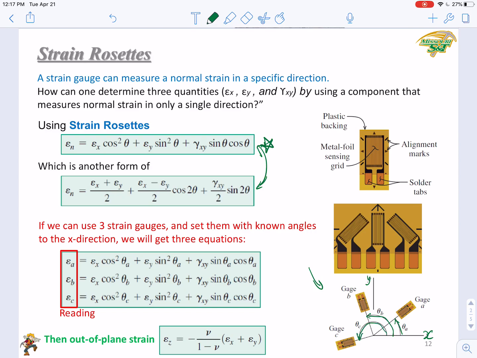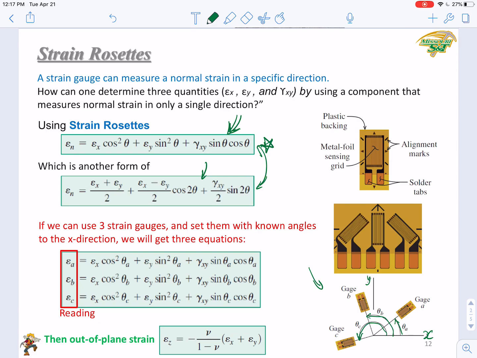Okay, based on this setup, when you load it, you will be able to get three readings from the three gauges A, B, C. Then you get epsilon A, epsilon B, and epsilon C. Based on the strain rosette equation, or the strain transformation equation, what you are actually doing is strain transformation. Okay, you can also use the transformation equation, but the calculations will be more difficult. The strain rosette equation is much simpler. So normally we just use this equation to achieve the same purpose, that is strain transformation.